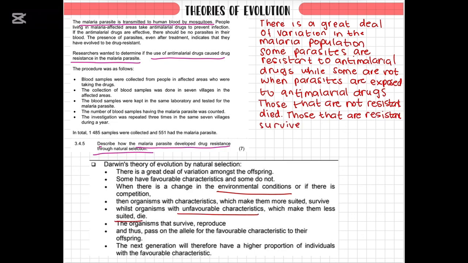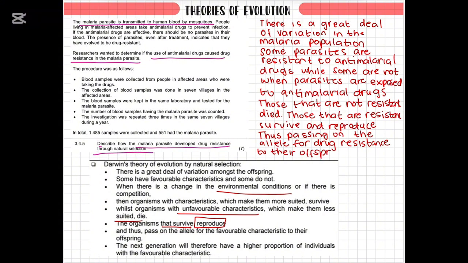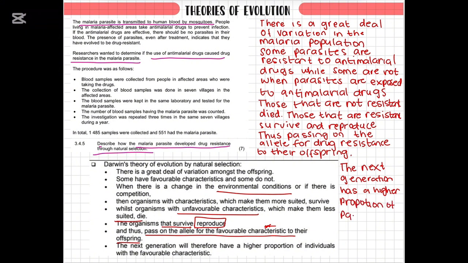So now the organisms that survive will reproduce. So they survive and reproduce, keyword reproduce, and therefore they pass on the allele, which is then drug resistance, to their offspring. So it's important to specifically mention the characteristic. Then the next generation will therefore have a higher proportion of individuals that are drug resistant.